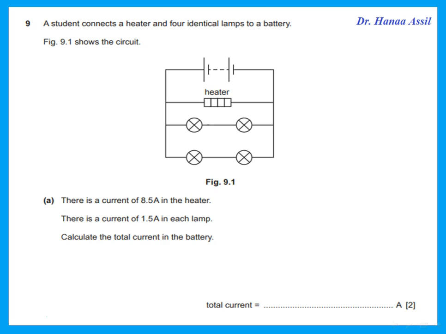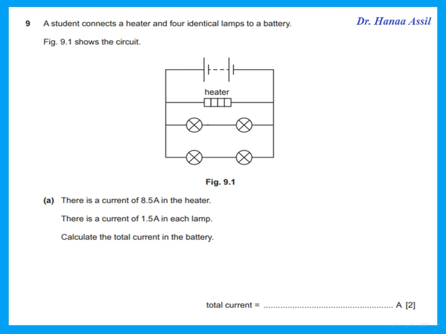A student connects a heater and 4 identical lamps to a battery. There is a current of 8.5 amperes in the heater. There is a current of 1.5 amperes in each lamp. Calculate the total current in the battery.